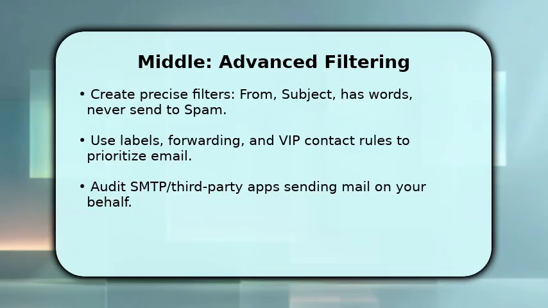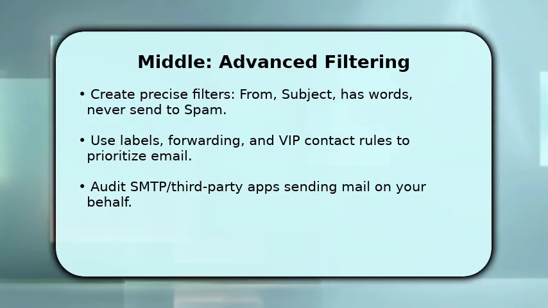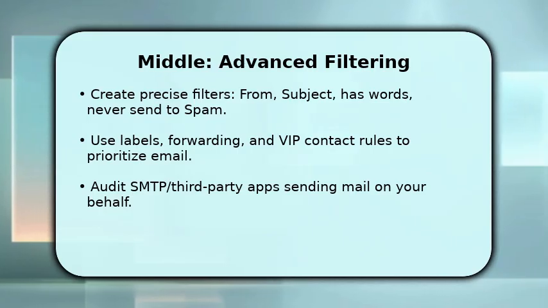Create rules matching from addresses, subject keywords, or specific headers and check never send it to spam. This forces delivery to inbox and can add a label for visual priority. Also set forwarding or VIP rules for critical addresses so they bypass bulk handling. You can combine labels with archive to declutter.